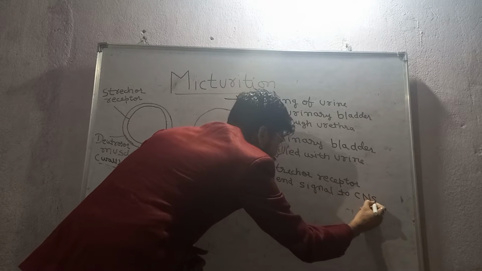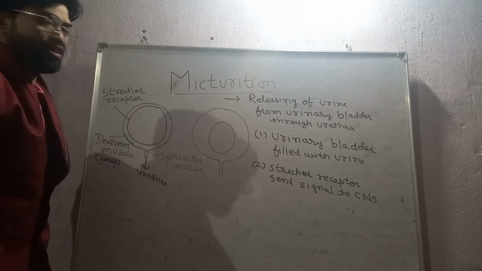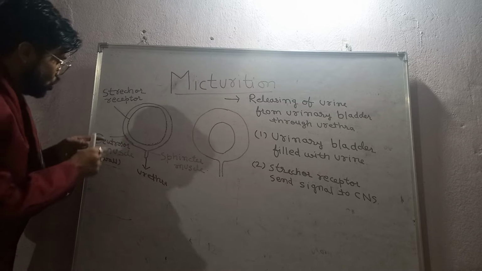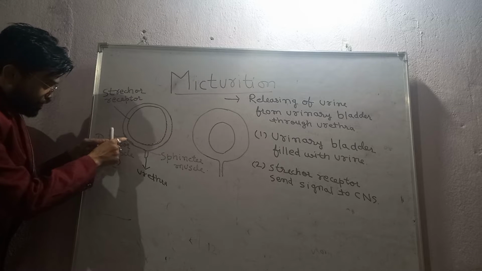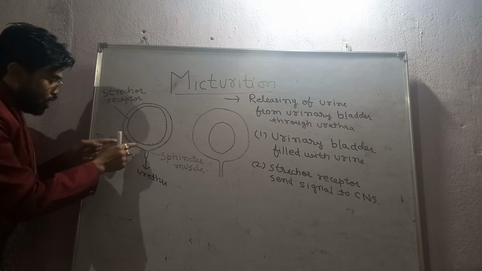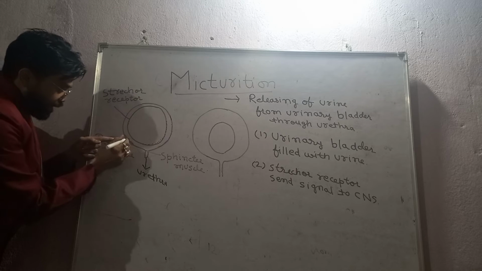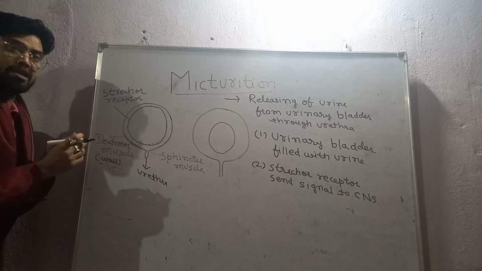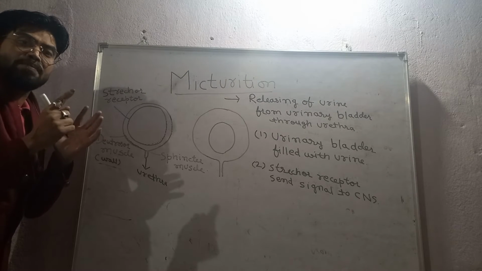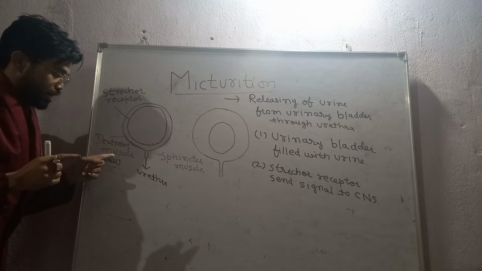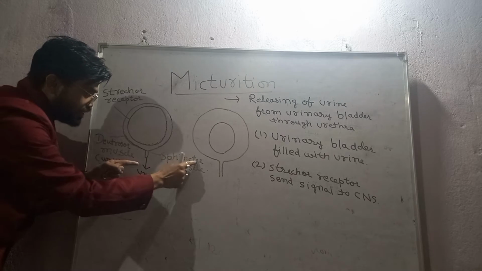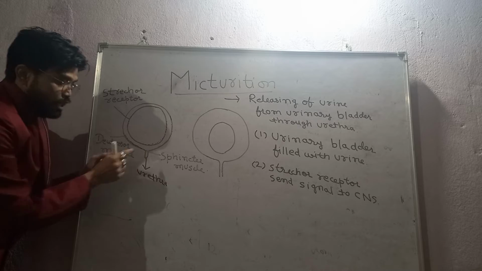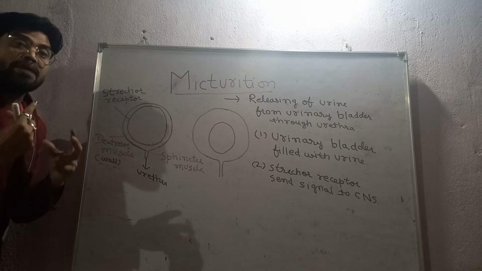Now, this CNS, the central nervous system, sends a motor signal to the detrusor muscle. This detrusor muscle is located on the wall of the urinary bladder. So the CNS gives a message to the detrusor muscle, and the second one is the sphincter muscle, on the urethra side. So these two muscles receive a signal.